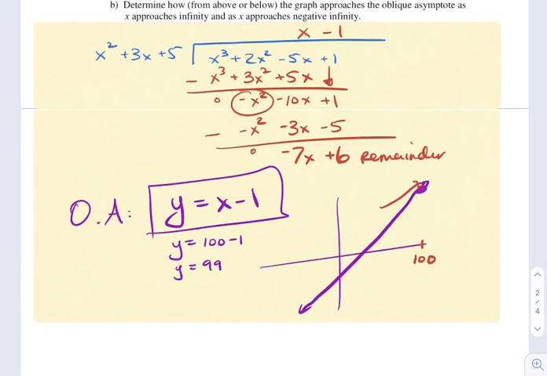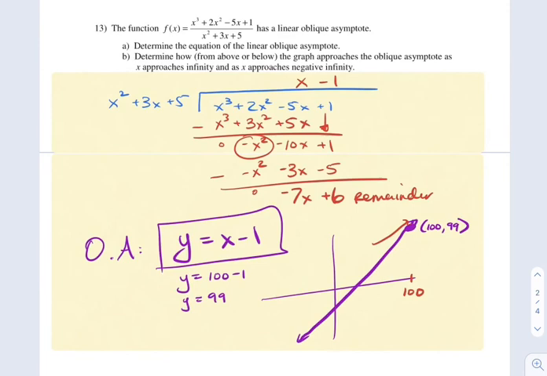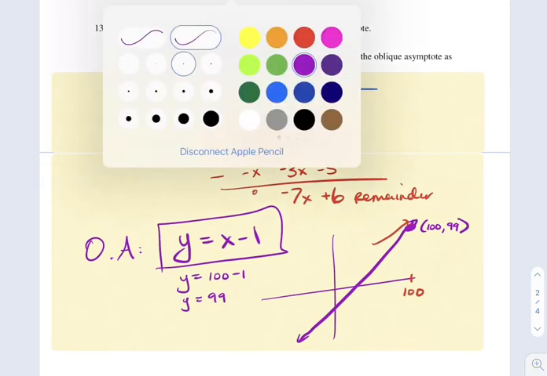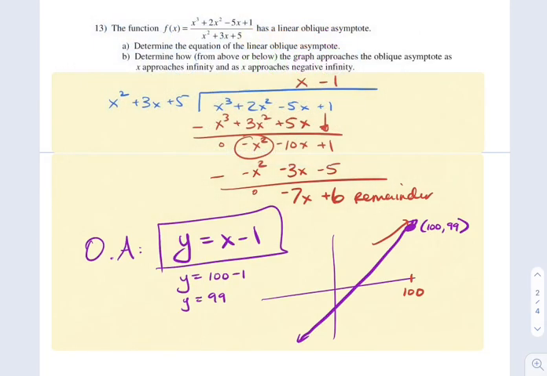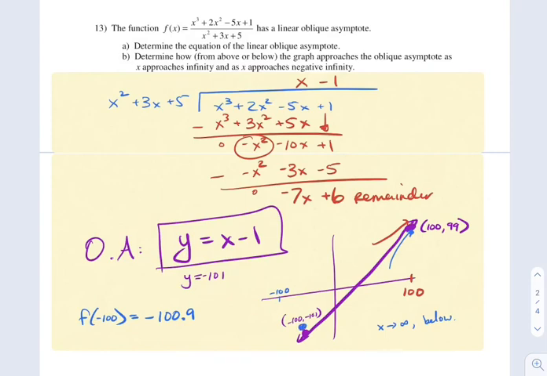So a point on our oblique asymptote will be at (100, 99). And then let's try our function. Let's put in a number like 100. So in this equation here, we take out our calculator and put in 100 for our function. I'll use a different color here. f of 100 is equal to negative 100.9, which is then above the oblique asymptote, since the oblique asymptote was negative 101, so it's higher on the y-axis, which means it must approach from above.